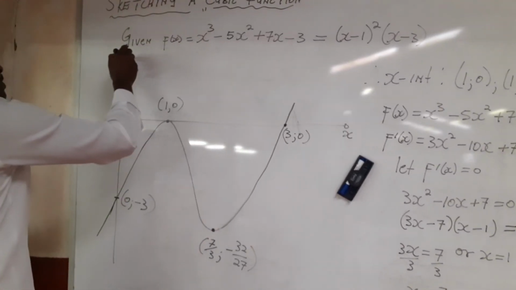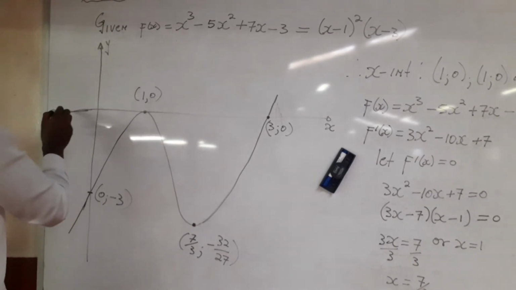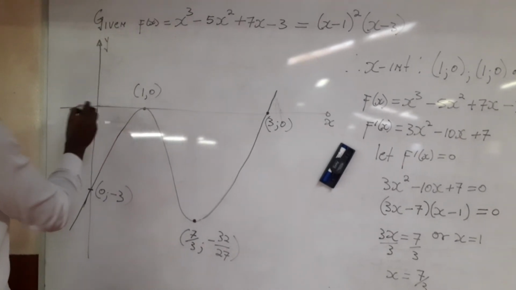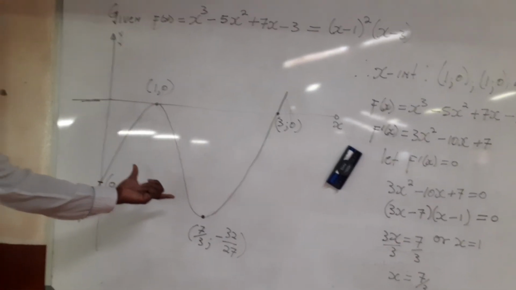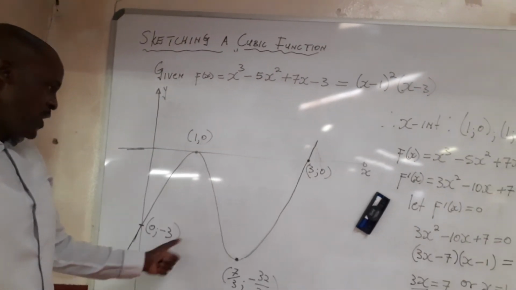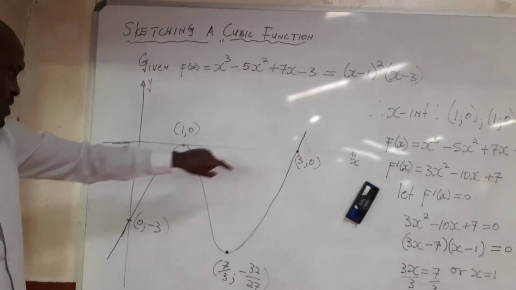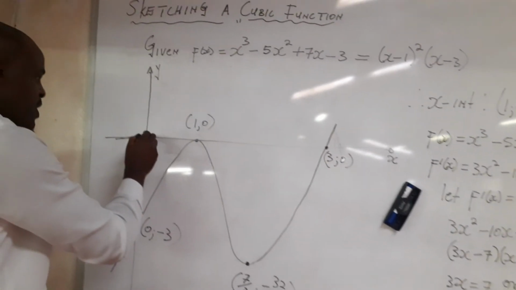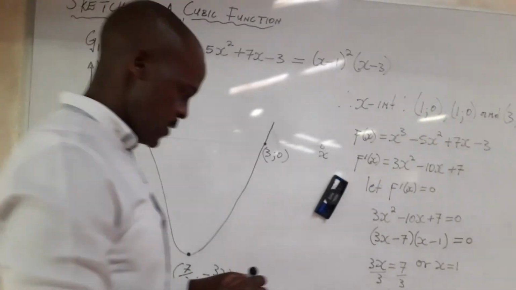So your graph is now complete. It's an increasing function. You have just drawn your graph, indicating the turning points, the y-intercept and also the x-intercepts. That's how your graph will be looking.